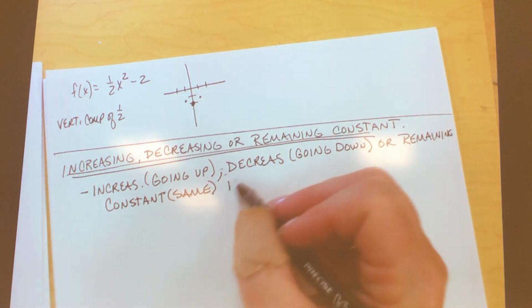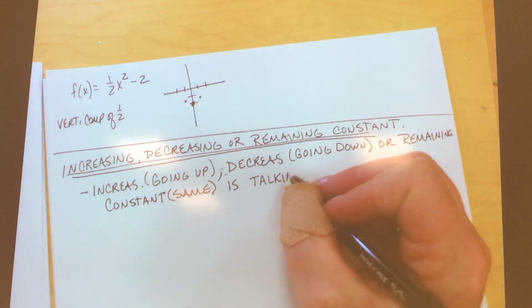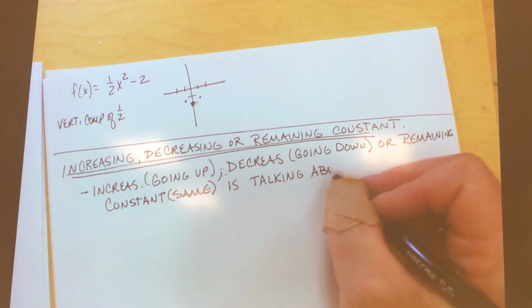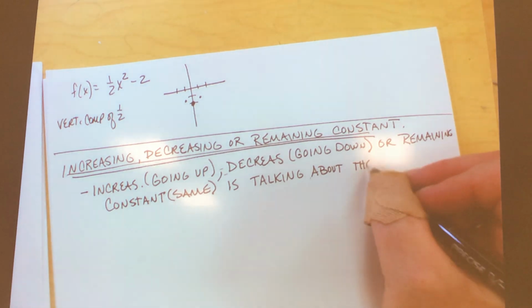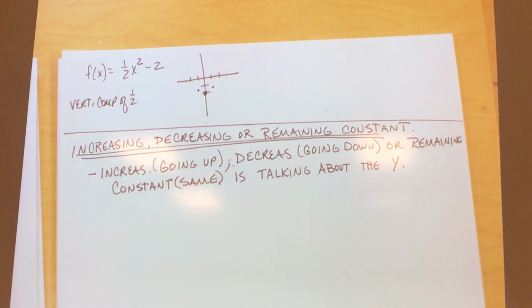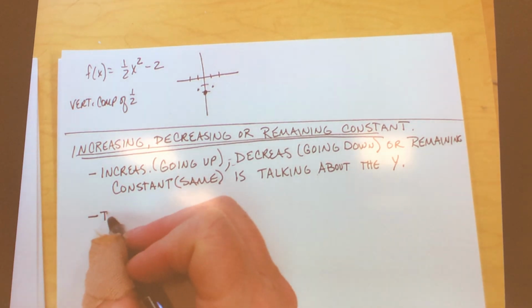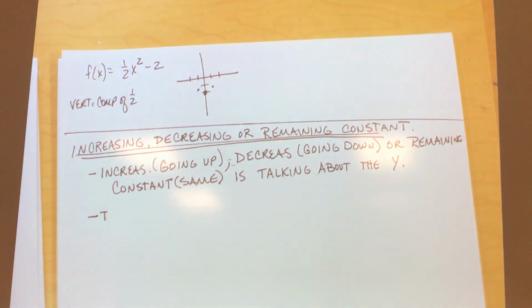Those words are talking about the Y. Everybody got it? So when you choose those words, those are going with the Y's. Is that why you said it can't be vertical, because it's y equals, but that would be x equals? Well, that's not a function. We're talking about functions. Remember, increasing and decreasing functions.